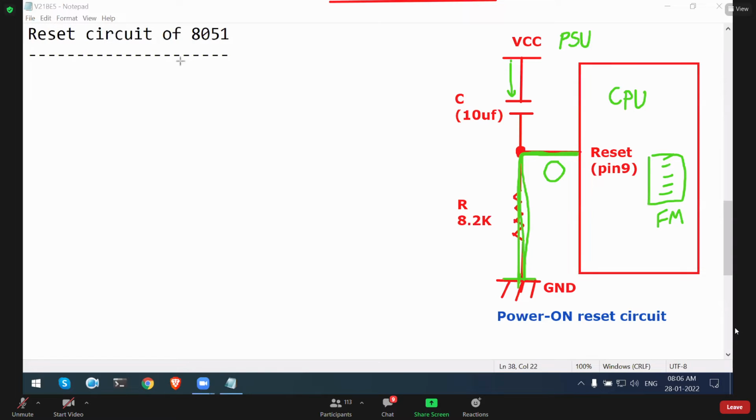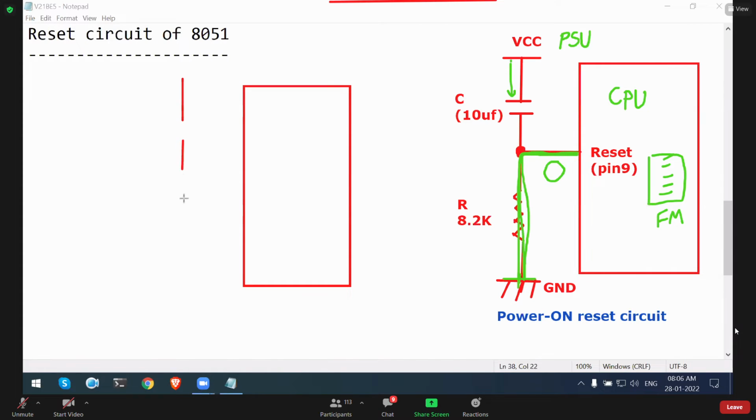There is another reset circuit available. Some people will use this power on reset circuit, and some people will use a manual reset circuit. A manual reset circuit is nothing but a switch combination. This is what a manual reset looks like. A switch and resistor combination is manual reset. A capacitor and resistor combination is power on reset.